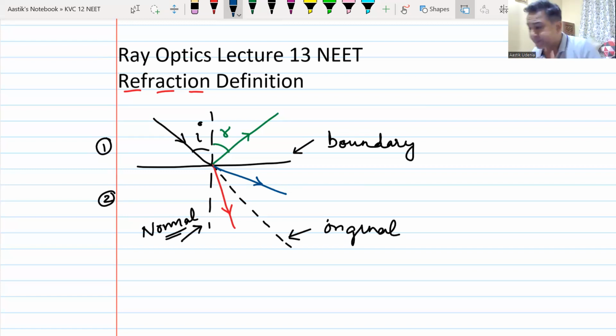It cannot go straight. It will bend. Either it will bend towards the normal or it will bend away from the normal. This phenomenon of light, where it moves from one medium to the other medium and bends, the bending of light rays when it travels from one medium to the other medium, is known as refraction.